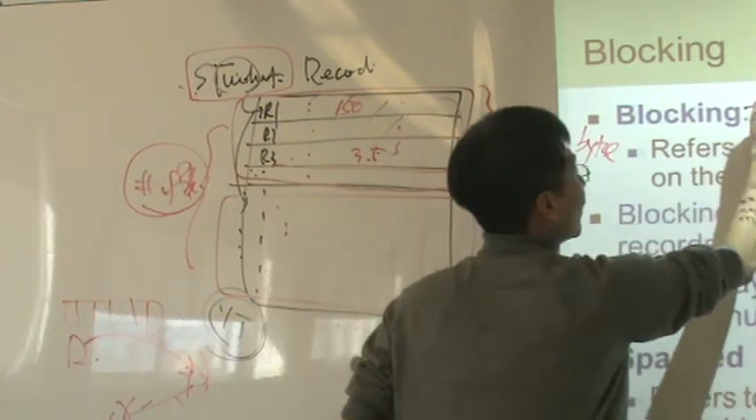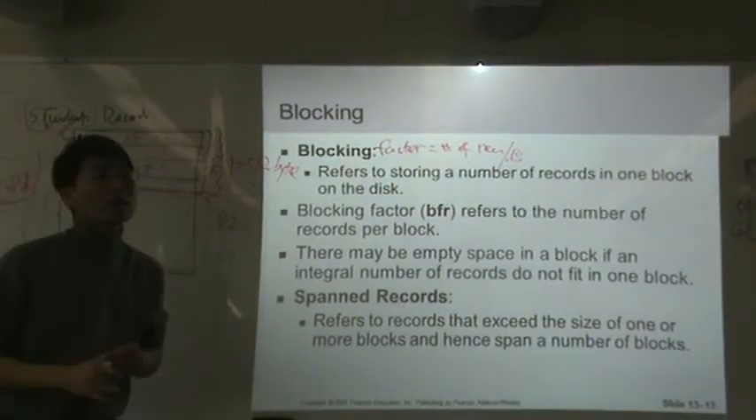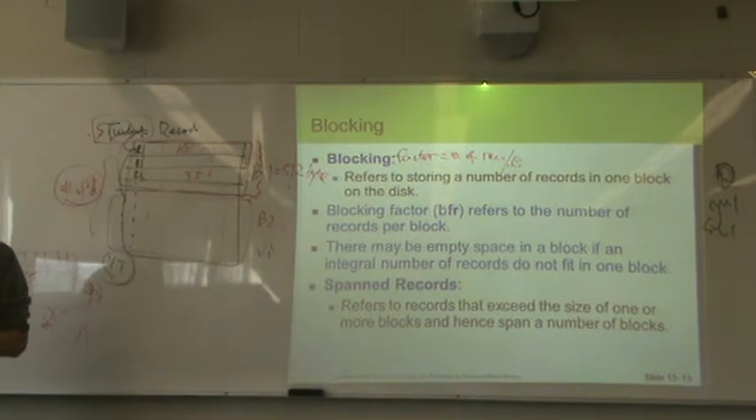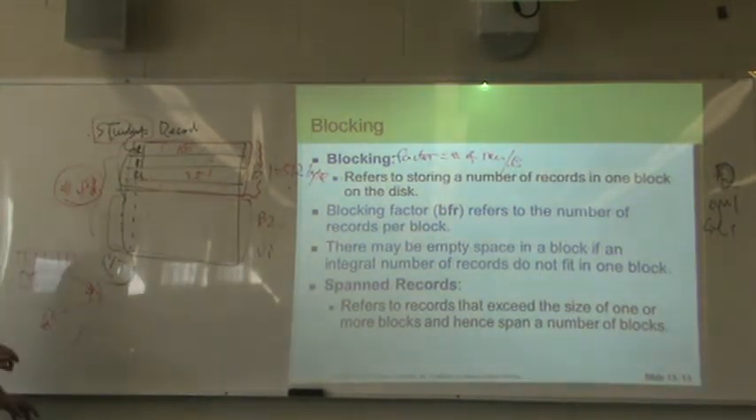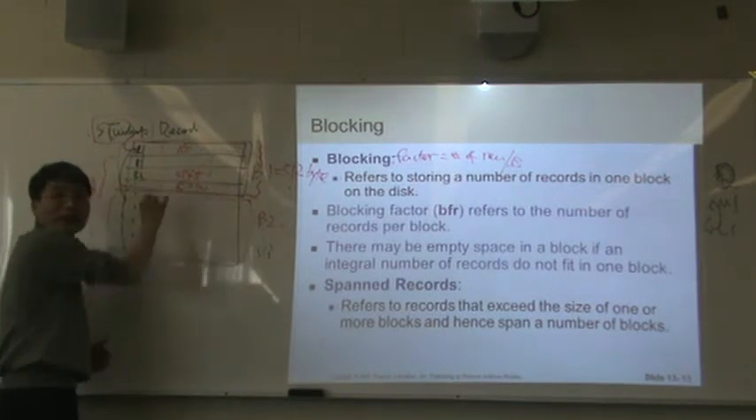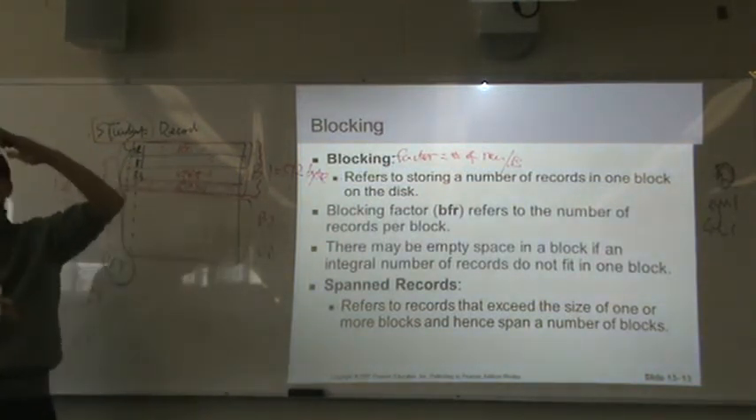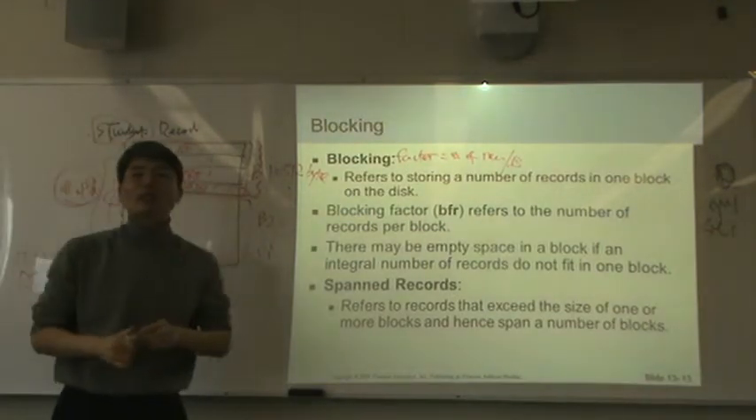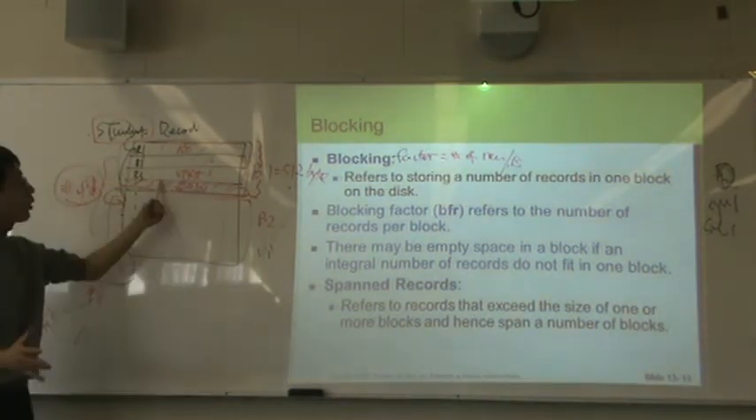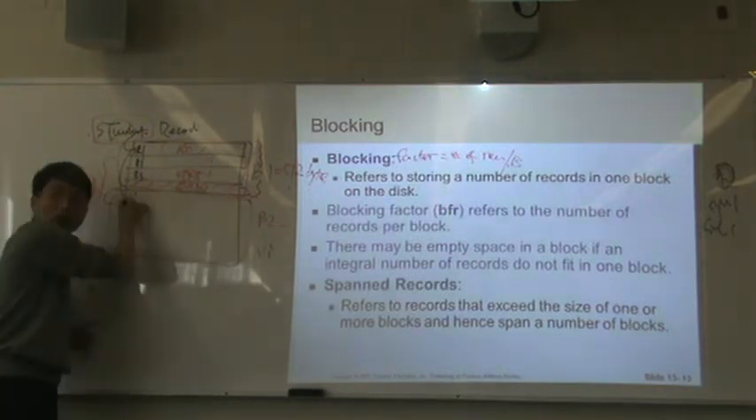So blocking factor means the number of records per block. The blocking factor is a very important piece of information in query processing. Later, we will see how we can use it. So 450 bytes are used and the other 62 bytes are wasted, right? The remainder. If you want to use the 62 bytes, yes, you can do that, but one record will be separated. So it's a link. It's called span. You can choose either spanned records or unspanned records. Spanned records give better capacity. You do not waste any space, but it requires 2 times the I/O.